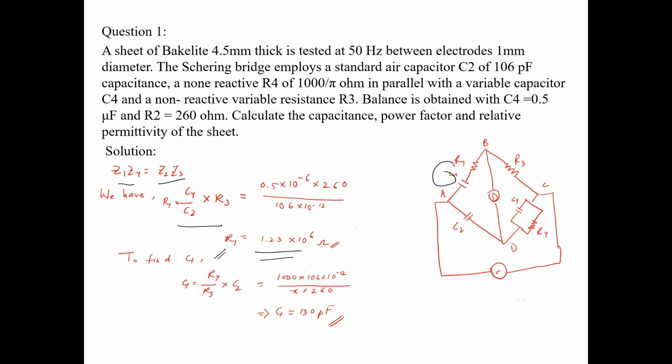In order to find the value of C1, we have the formula from the balance equation: R4 divided by R3 times C2. We have R4 equals 1000 divided by pi ohm, R3 is 260 ohm, and C2 is 106 picofarad. Putting this into the calculator, we get C1 equals 130 picofarad. So this is our value of capacitance.